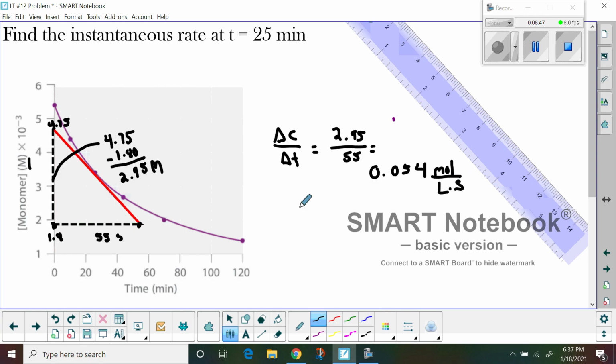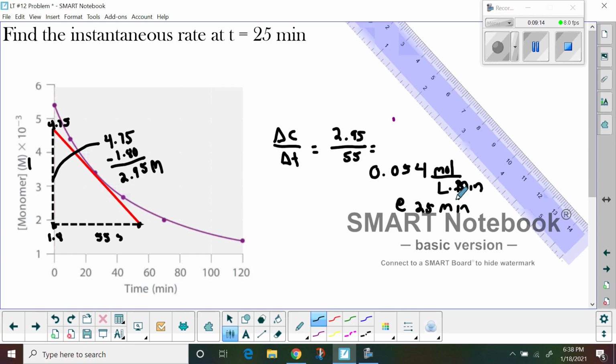So this particular monomer, one piece of the carbon chain, is decaying at 0.054 moles per liter for every second, for every minute, excuse me, at 25 minutes. And that's the only time that that's going to happen. Now, this is the cheap and easy way to do a derivative for one moment in time in a graph.